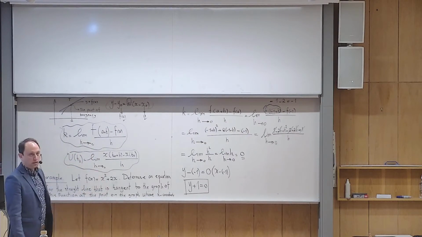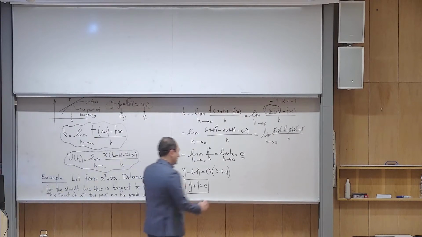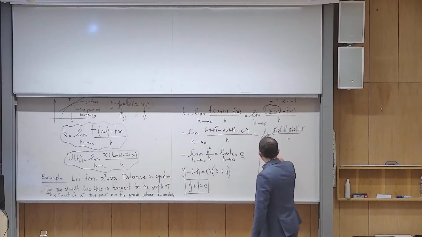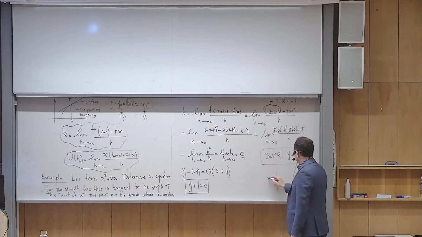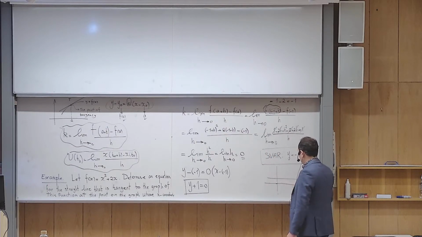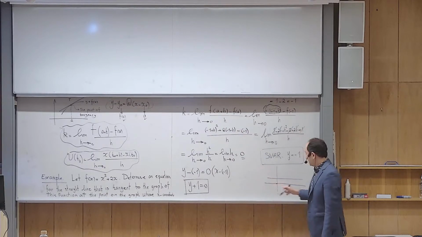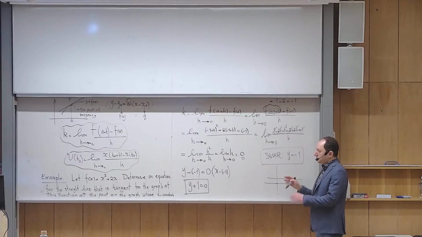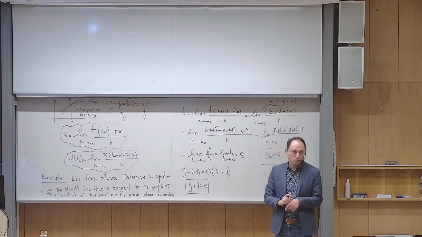What type of line is that? Yes? No, it's not vertical. It's horizontal. Yes? It's horizontal because you can write it like this, yes? y is equal to minus 1. So this means that if I draw this line, and if I draw the graph of my function, this line will touch my curve exactly at the point where x is equal to minus 1.